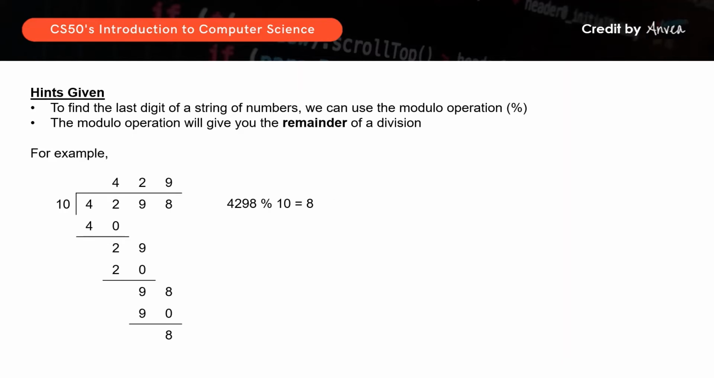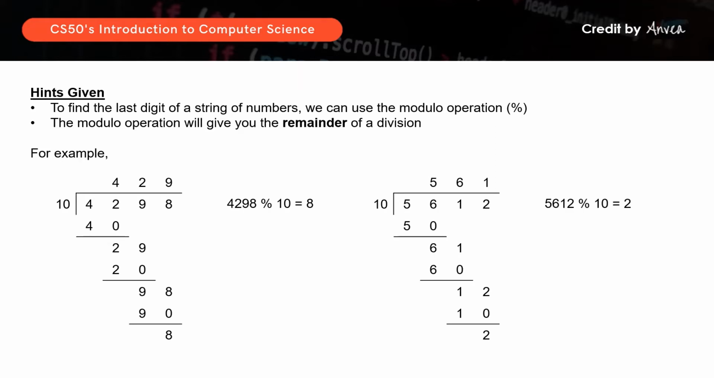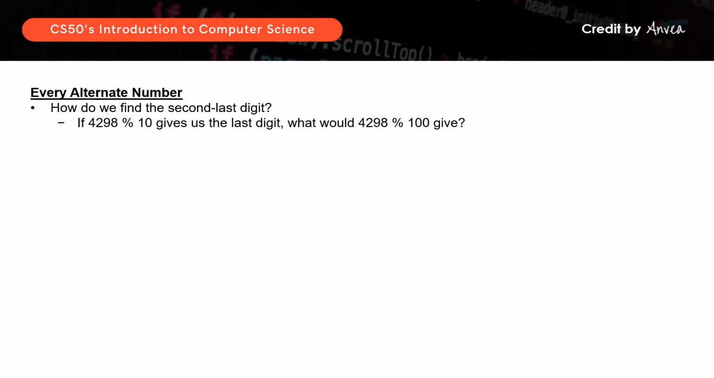So trying again with 5612 as another example, dividing 5612 by 10 will give you the remainder of 2, which is the last digit. So 5612 modulo 10 will give you 2. Now based on this, how do we find the second last digit of a string of numbers? If 4298 modulo 10 gives us the last digit, what would 4298 modulo 100 give?